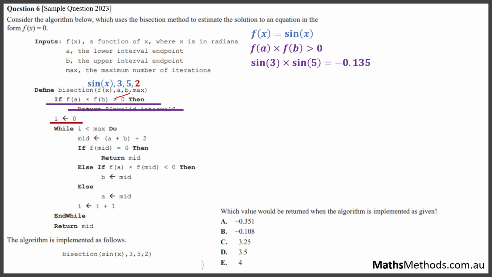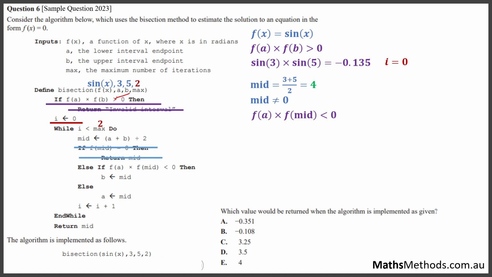And so we're going to assign 0 to i. And then while i is smaller than the max, which in this case is going to be 2, what we want to do is assign a plus b divided by 2 to mid. So in this case, a and b are 3 and 5. So add those together, divided by 2, and that gives us 4.